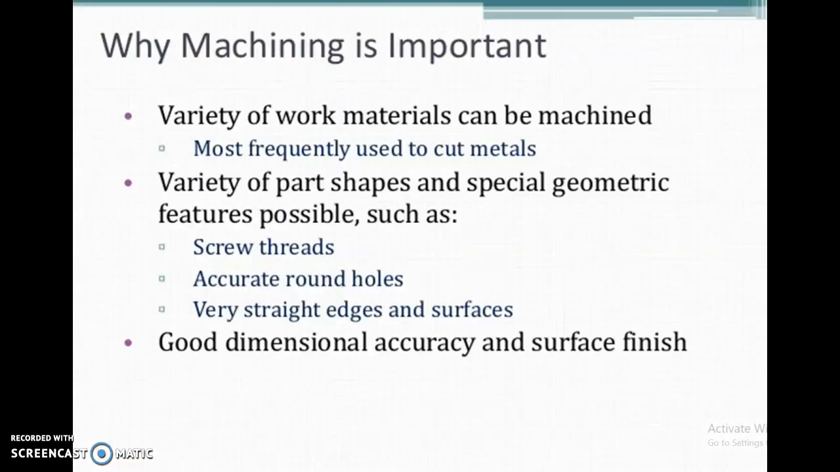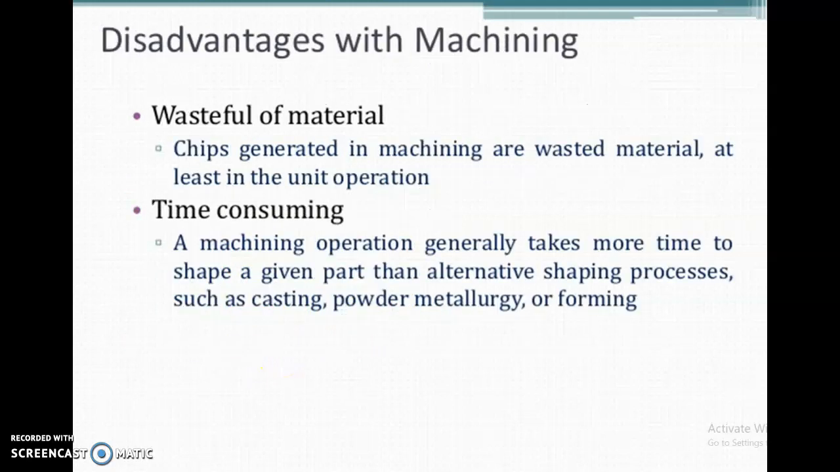Okay, why is machining important? Is it important? A variety of work materials can be machined, most frequently used to cut metals. A variety of part shapes and special geometric features are possible, such as screw threads, accurate round holes, very straight edges and surfaces, good dimensional accuracy and surface finish.